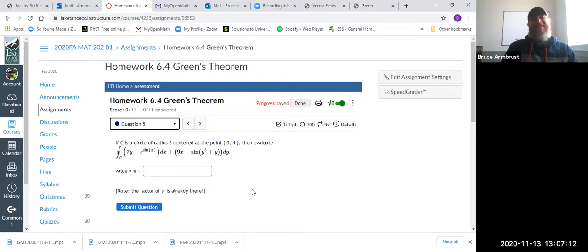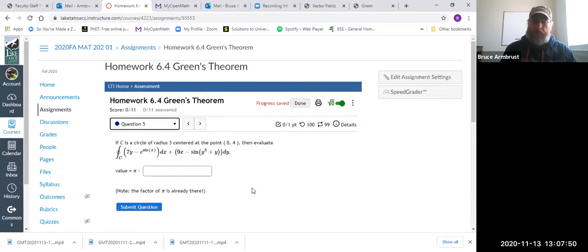All right, so let's take a look. So here's number 5 from 6.4. We definitely stalled long enough. So it says C is a circle of radius 3 centered at the point (0, 4). And we want to evaluate the line integral over that path of (7y minus e to the sine x) dx plus (9x minus sine y cubed plus y) dy. All right, so it's just a typical kind of line integral problem. We've got a function and we've been told the curve, and we want to find that integral.